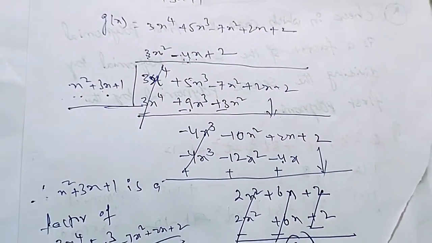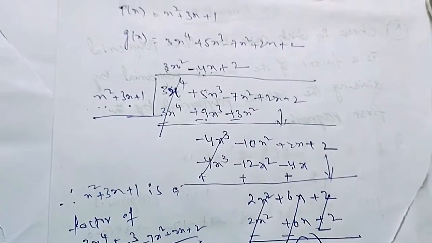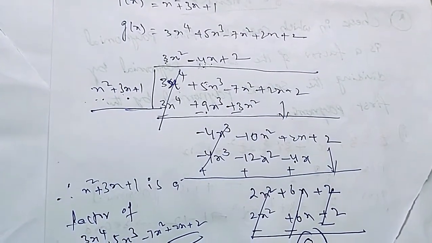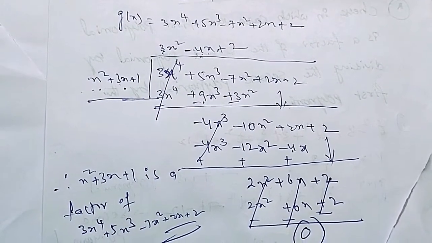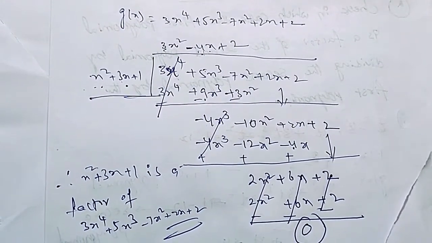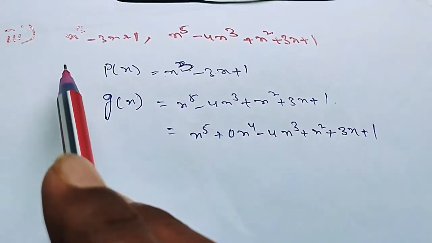Check here, we just should get the remainder as 0. Then you can say that the first polynomial divides the given polynomial. So next we'll see the third problem in the second exercise.